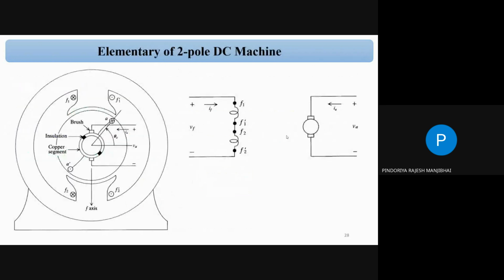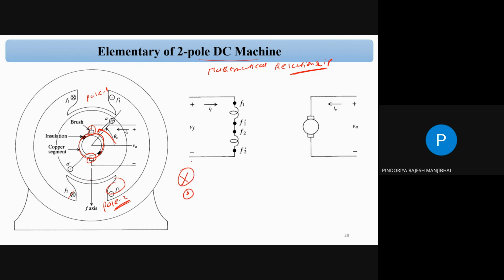So this is my last slide. From the next class, we will study the elementary two-pole DC machine, and the mathematical relationships. You can see this is the two-pole machine, pole number 1 and pole number 2, and this is the commutator, the brushes, and the motor rotating in the anti-clockwise direction. This is the field winding, with a cross and a dot.